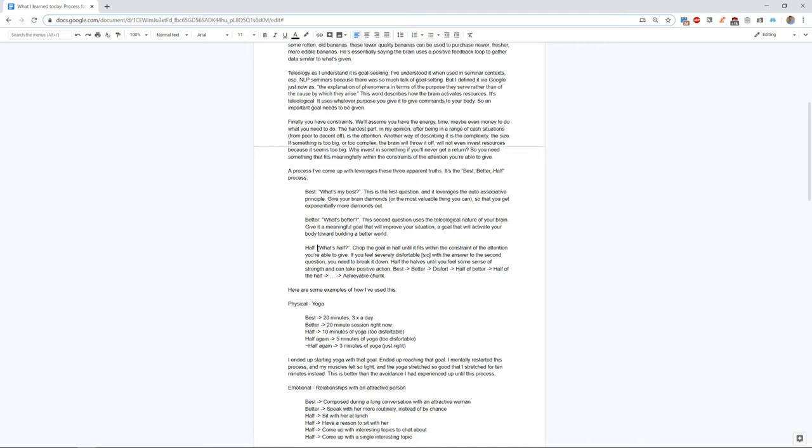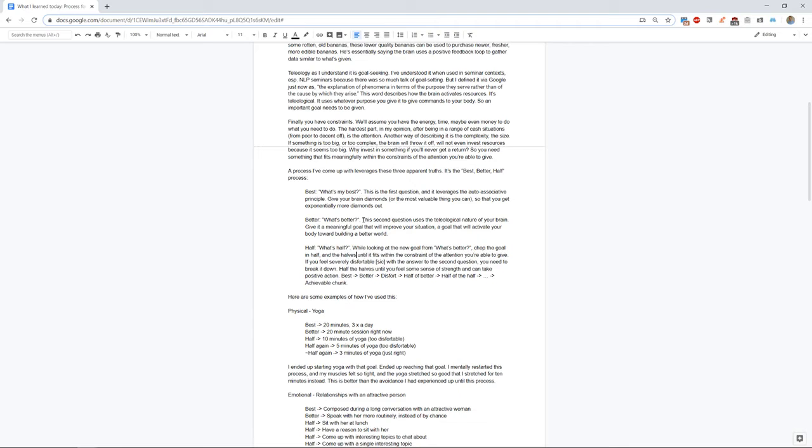Half. What's half? While looking at the goal from what's better, chop the goal in half until it fits, and the half is in half until it fits, until you get a chunk that fits within the constraint of the attention you're able to give.